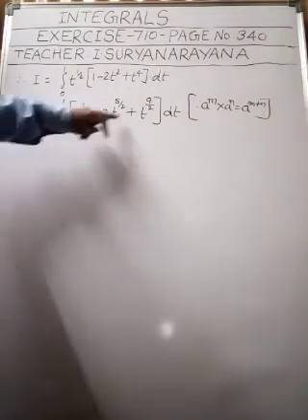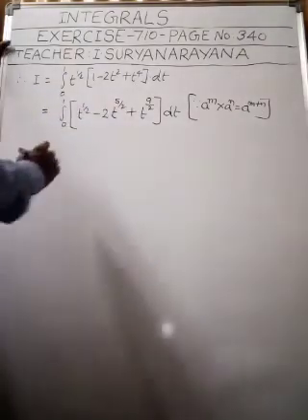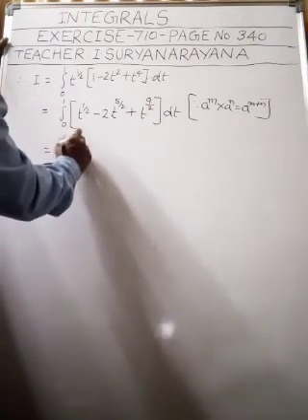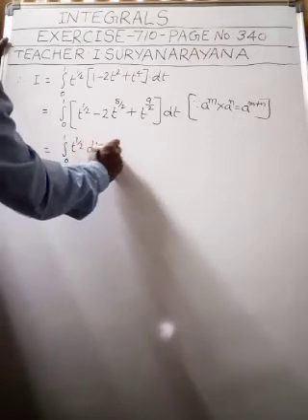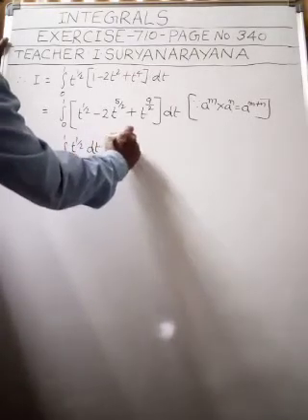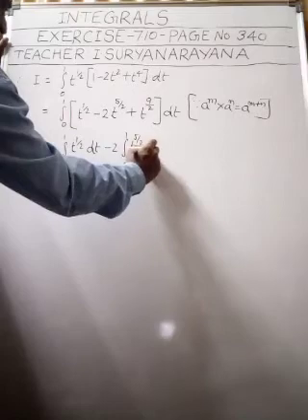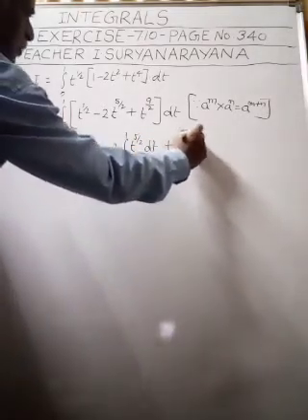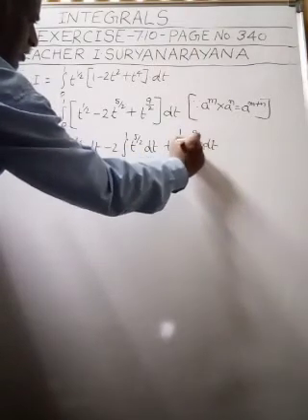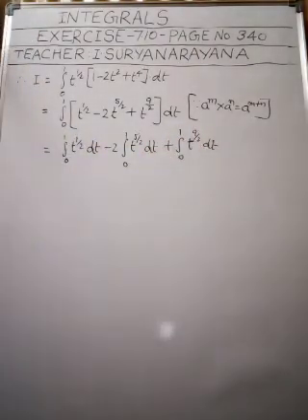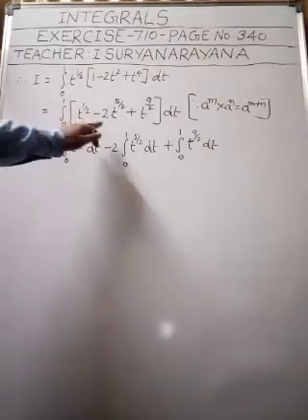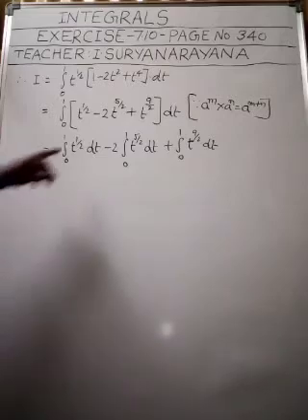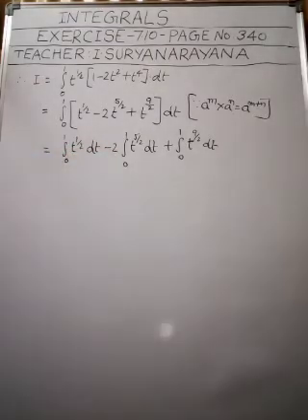Now, for each and every term, let us find the integral separately. So, integral 0 to 1 t power 1 by 2 dt minus 2 into integral 0 to 1 t power 5 by 2 dt plus integral 0 to 1 t power 9 by 2 dt. Okay, my children, understood this step? I am finding the integral of each and every term separately. At the same time, I wrote the numerical coefficient before the integral sign.